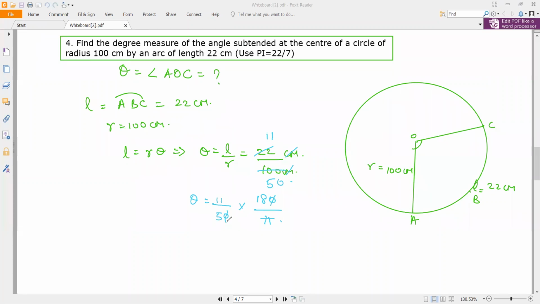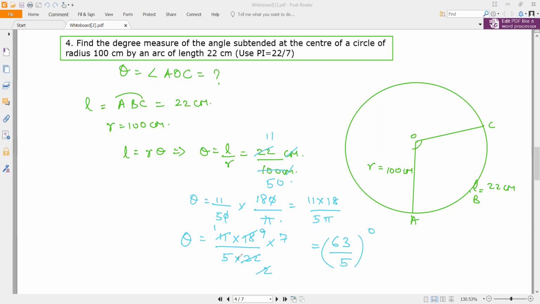So 11 into 18 upon 5 into pi. This is 11 into 18 upon 5 pi. We'll substitute the value of pi as 22 upon 7, which is given. So 11 into 18 upon 5 into 22. 7 will go up, 11 to 9. So 63 upon 5. This is your theta value in degrees.